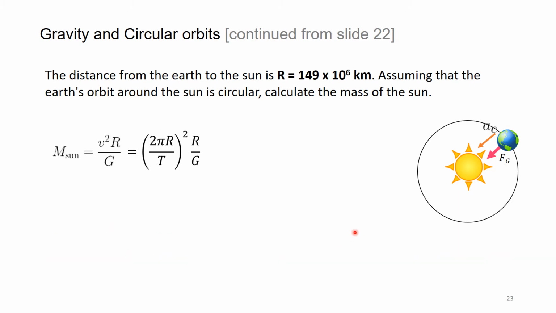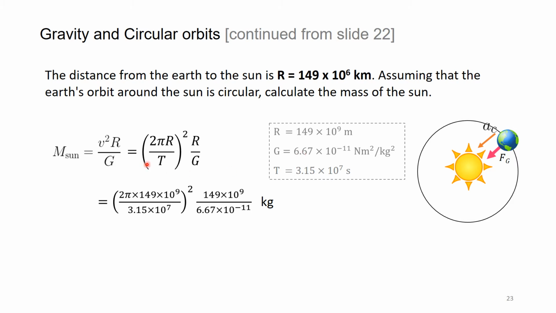Okay, so let's complete the calculation. This is the equation we derived for the mass of the sun, and these are the values that we have obtained so far. So plug them all in and do the calculation, and we get 1.97 times 10 to the 30 kilograms. Just for reference, this is about 1,000,000 times bigger than the mass of the earth. So this is an enormous mass, huge. It's of the order of 10 to the 30 kilograms, while the mass of the earth is 10 to the 24 kilograms.